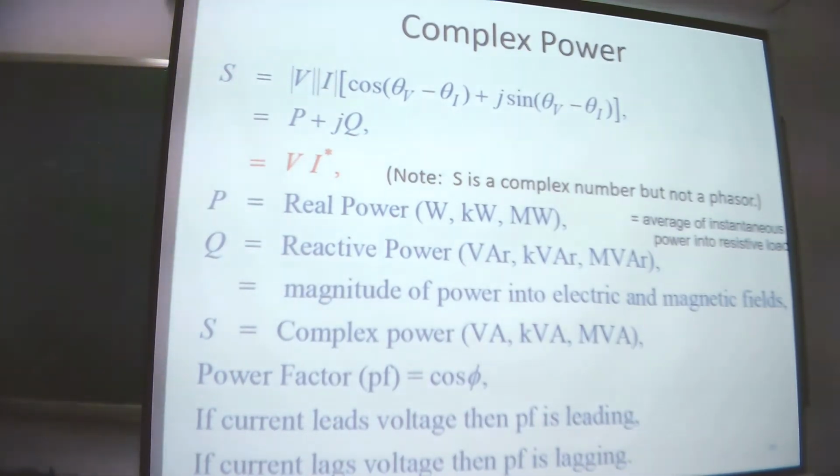Power factors are used with leading and lagging, right? If the current leads the voltage, this is leading, and if the current lags the voltage, it's negative. So it depends on the factor being positive or negative.